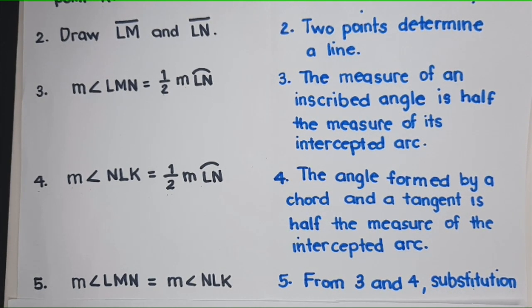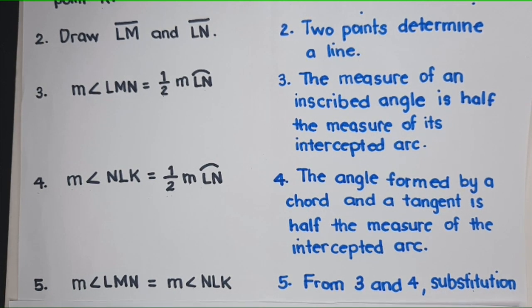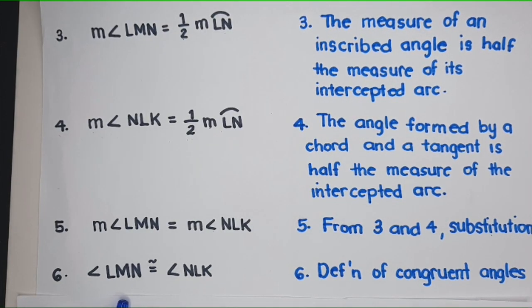And then our next statement will be, since these two angles have equal measures, these two angles are congruent. The reason is the definition of congruent angles: congruent angles have equal measures. Now, why are we proving that these two angles are congruent?